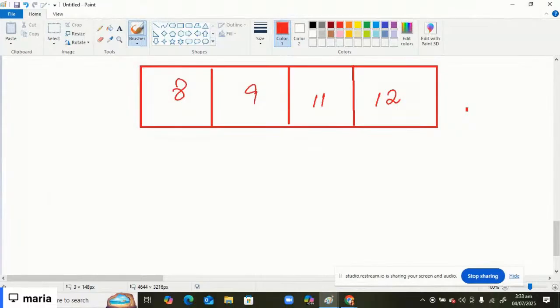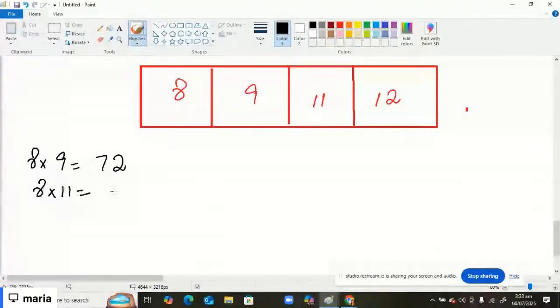So here is 8, 9, 11, and 12. First of all, you're going to multiply 8 with all the numbers. Okay, let's start. 8 times 9 is 72. 8 times 11 is 88. Now 8 times 12 is 96.